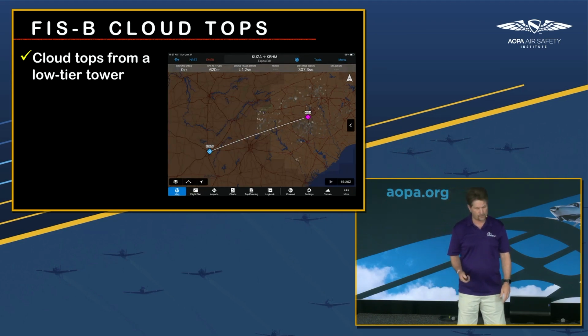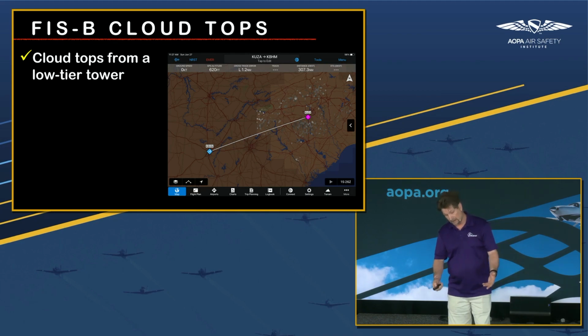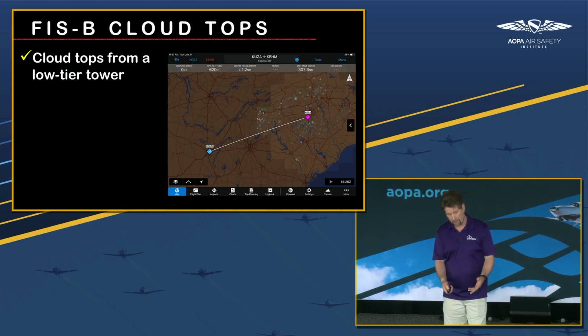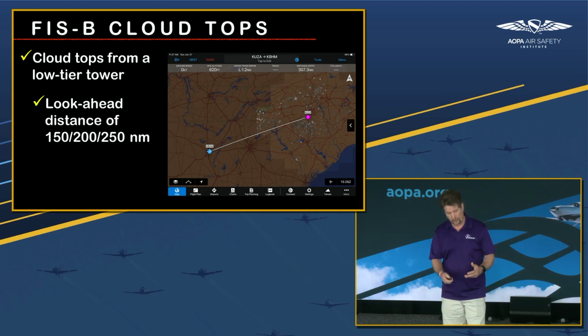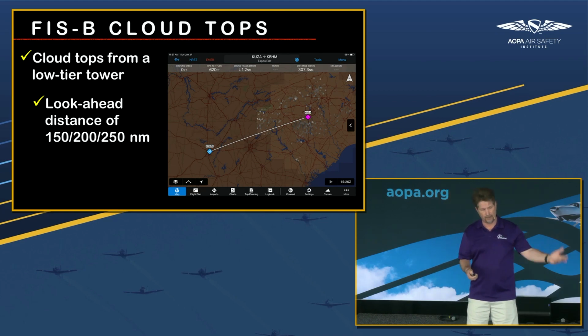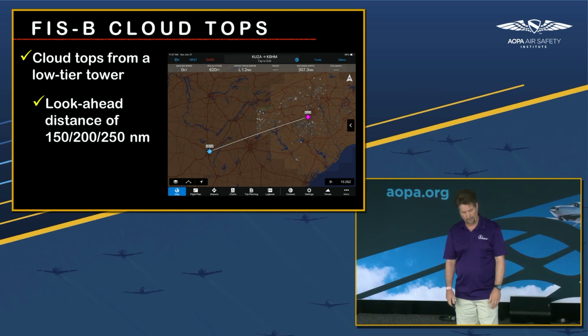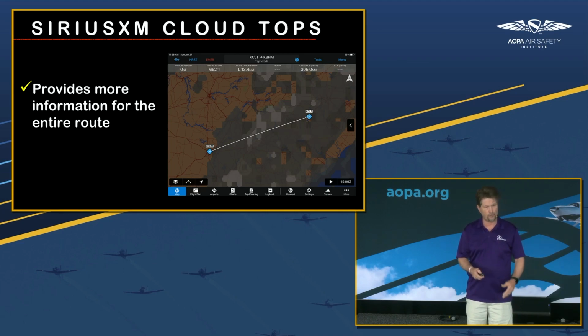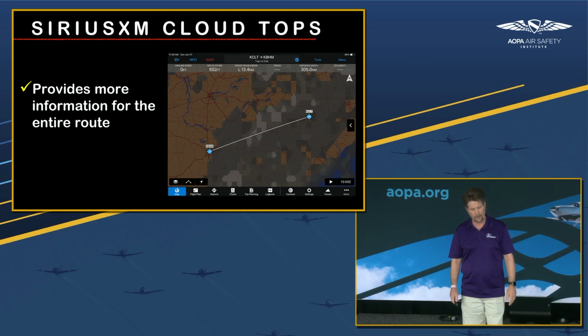All right, so cloud top's the same kind of a thing. When you look at this, you're really not getting a whole lot of information in FISB with cloud top information because you're subject to that look-ahead distance. It's not going to give you information about what's happening at your destination. And same with icing and turbulence. Whereas SiriusXM is going to provide a lot more. It may not be the highest resolution product, but it's going to give you information about what's happening everywhere along your route of flight. So you'll be able to make decisions much better based on that kind of cloud top information. And again, it's a seamless thing coast to coast.